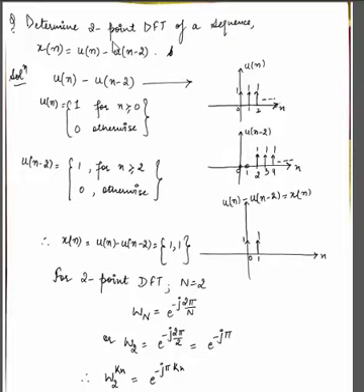Now it's a 2-point DFT. 2-point DFT means capital N is equal to 2, that is the number of samples, also called the number of divisions in a sequence. In the input sequence we have only 2 samples, that's why N is equal to 2. We also know the formula of the twiddle factor. Twiddle factor W N is equal to e raised to power minus j 2 pi by N. Now N is 2, so W2 is equal to e raised to power minus j 2 pi by 2. The 2 will cancel out, and it becomes e raised to power minus j pi.